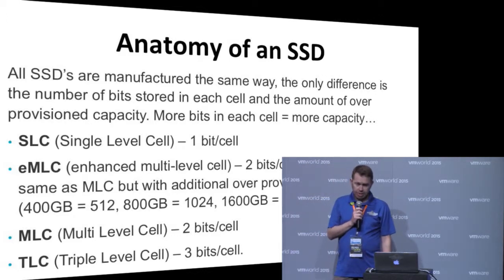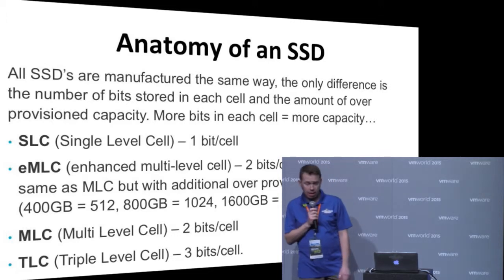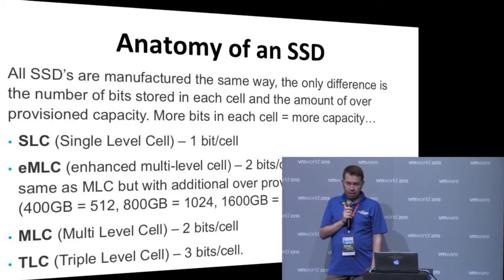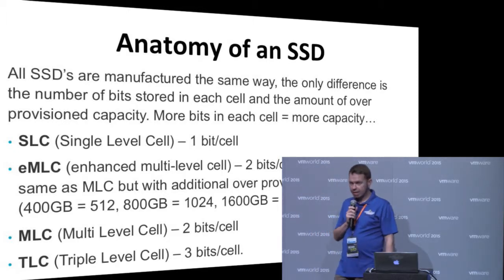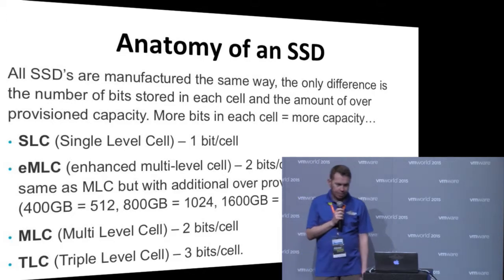Then you've got the normal MLC as well. Again, it's just 2 bits per cell. And you've got TLC, triple layer cell, with 3 bits per cell. And I've heard recently discussions on quad layer cell with 4 bits. So that should be quite interesting.